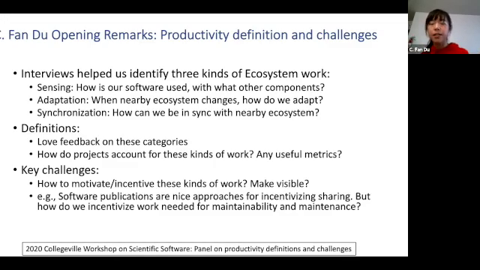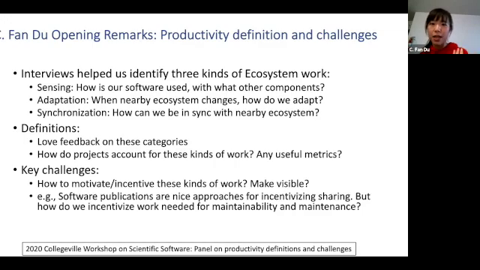The second category of work is the adaptation work. That is, once an interconnected software component changes, there's some change to the nearby ecosystem in relation to your own software component, and how do you adapt to that environmental change? And it is important that all the interconnected software components change at a coordinated pace. So this speaks to the third category of ecosystem work, that is staying in sync with the nearby ecosystem. All the interconnected software components update and change themselves in a well-paced manner.